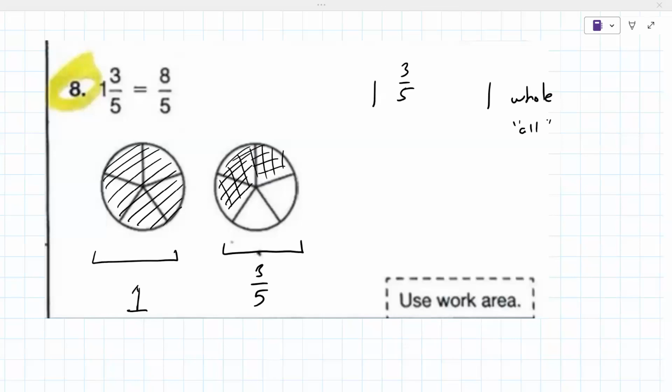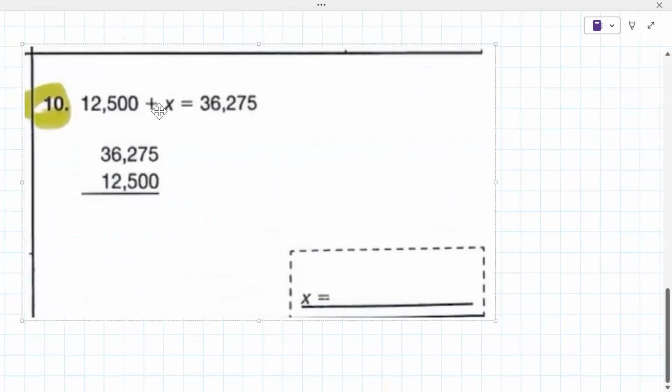So we looked at some problems like number 10 last time. It says 12,500 plus X equals 36,275. So my question for you is, is X bigger or smaller than this number? Bigger. It's bigger than 36,000? Smaller. Why is it smaller? Think about the original number. You have some number here, you're adding another number to it. You want to get to that.